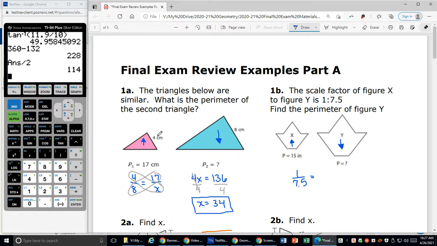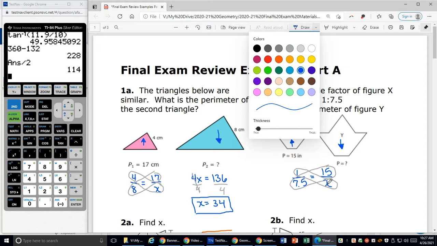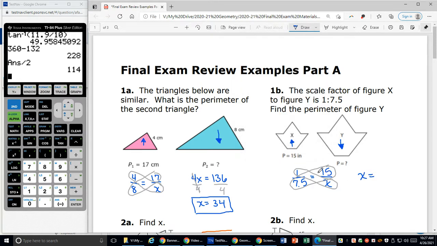And then I had an equal, so I did my 4 to my 8, and then I had my equals and I did my perimeters. So 17 over x. On this one, my perimeters are going to be 15 over x. And then what did I do? I cross multiplied, so I'm going to do the exact same thing. This time, when I cross multiply, I'm going to get 1 times x. That's nice, I'm not going to have to divide anything out. And then 7.5 times 15. And my answer is 112.5. I did have units on this one. They were centimeters. These are inches.